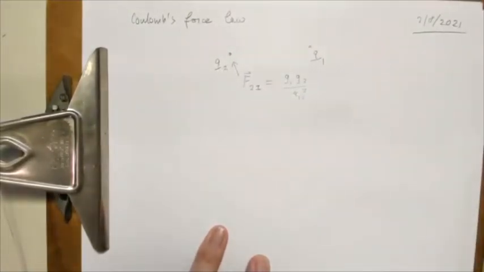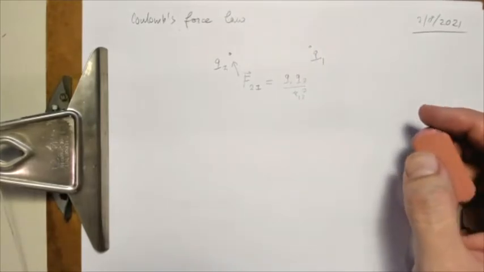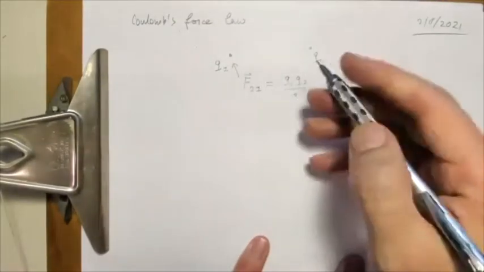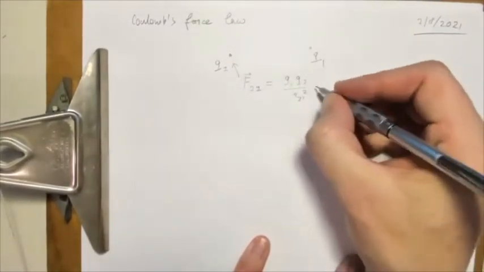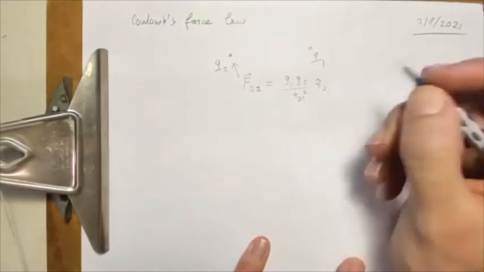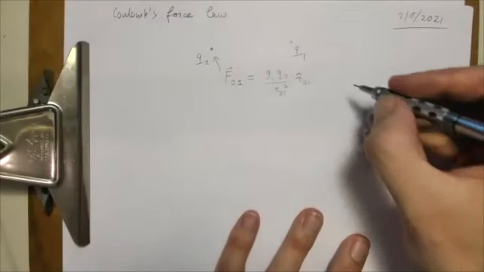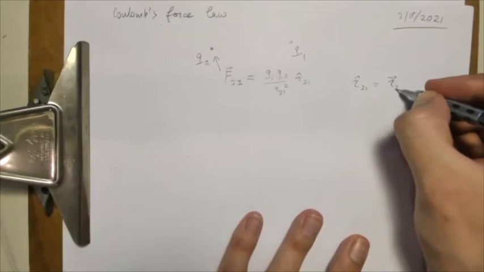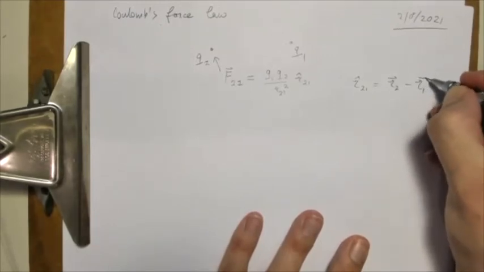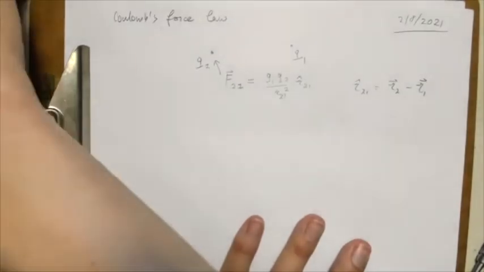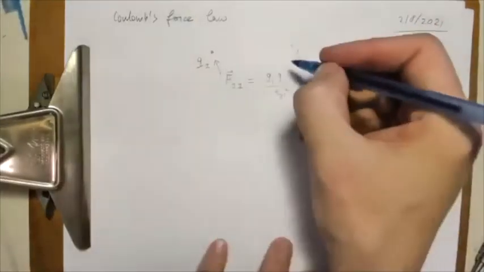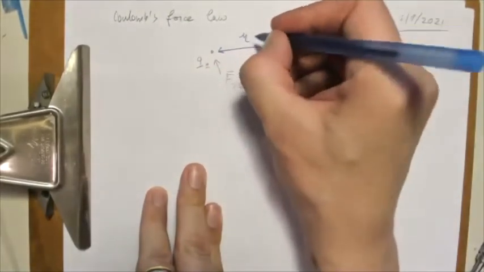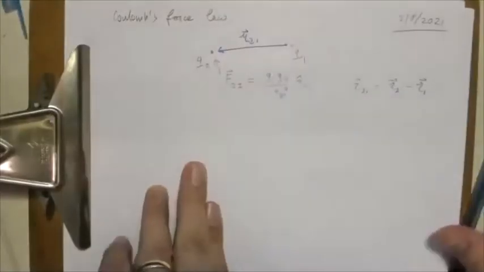R12 squared. And actually, let me do this consistently, because otherwise the indices get a little messed up. So R21 squared, and it is pointing in the unit vector R21 direction, where R21 is, of course, the position of 2 minus the position of 1, which means it's a vector that is pointing from 1 to 2. So this is R21.